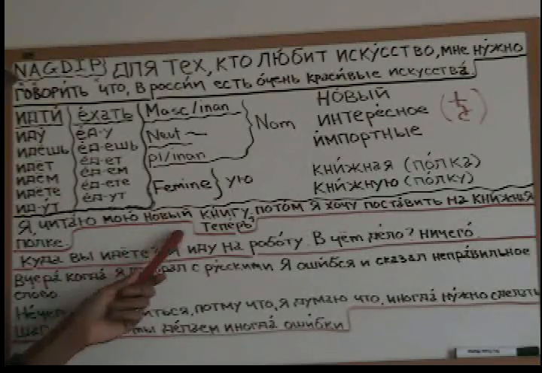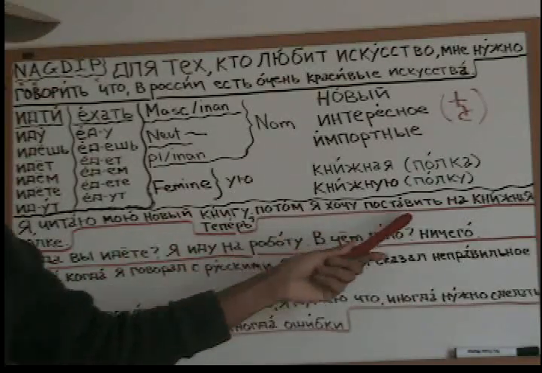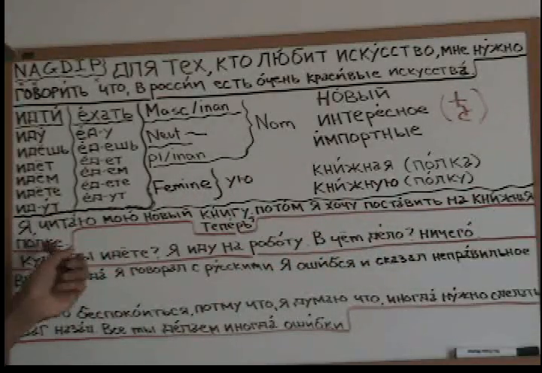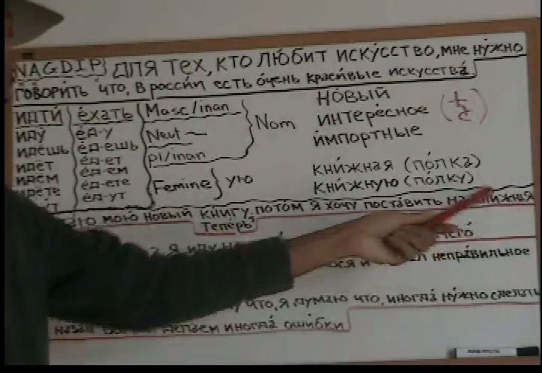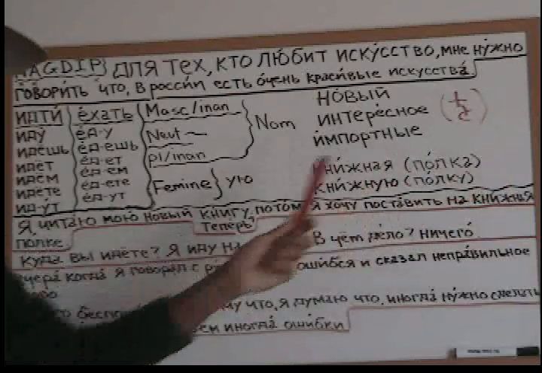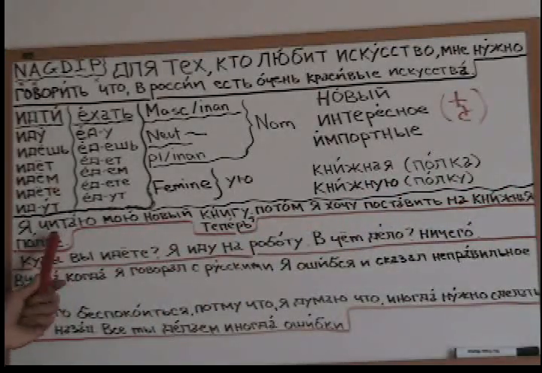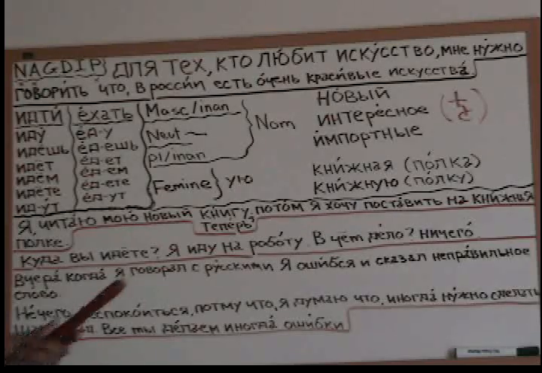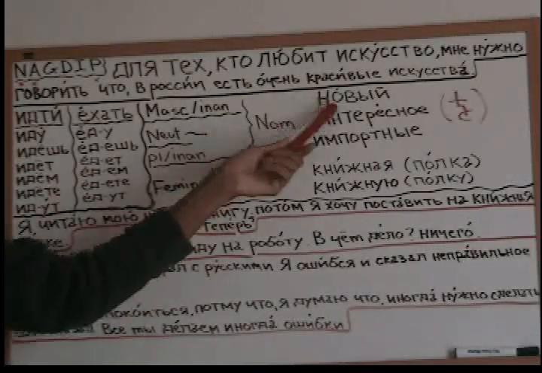Потом я хочу поставить на книжной полке. So this is prepositional case here. Книжная полка became книжной полке. All right. So that's just an example sentence to show you how that works.